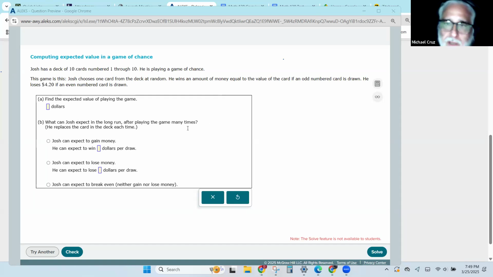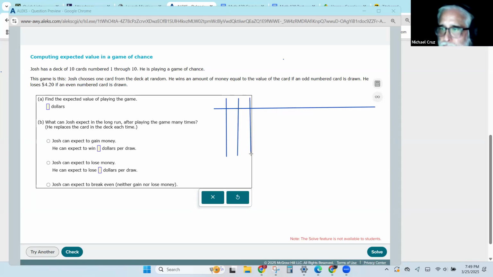So what I need to do is I got to make myself a little chart here. So we got 1, 2, 3, 4. I'm going to come back in and put the lines in a minute.